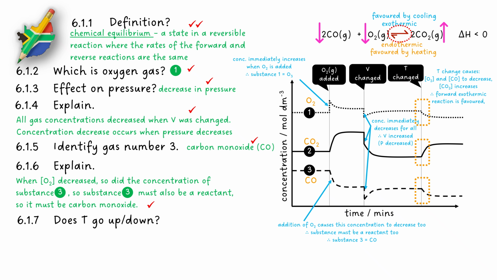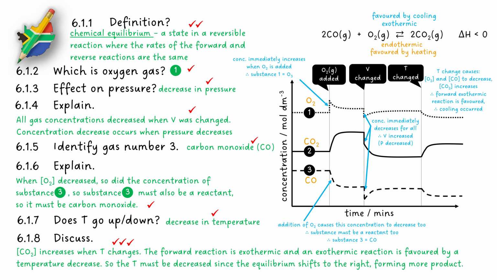This tells us that the forward reaction is being favored by the temperature change, and that the equilibrium is shifting to the right. If the forward reaction is favored, the system must be being cooled, and so the temperature has decreased. This explanation we just discussed will help us answer the last question.